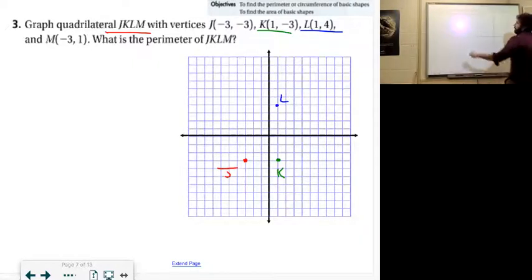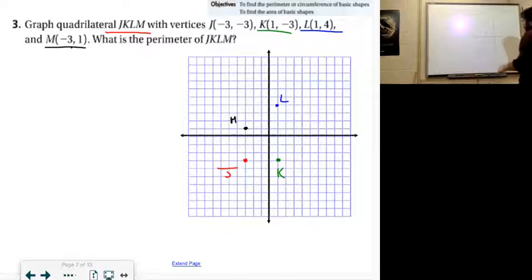Last point is M, -3, 1. So that's going to go -3 units over, 1 unit up. Let's double check that I put that in the right spot. -3, 1 would be right here as M. And I'm going to double check that I actually plotted my points correctly.